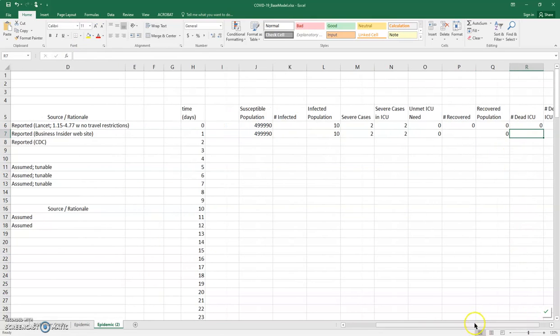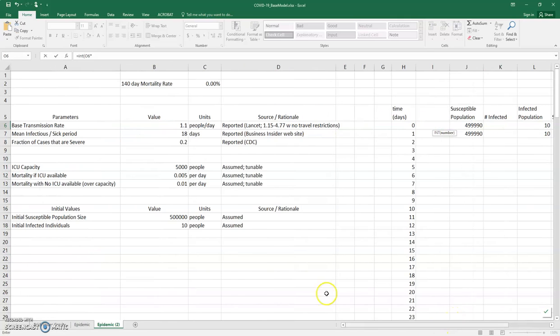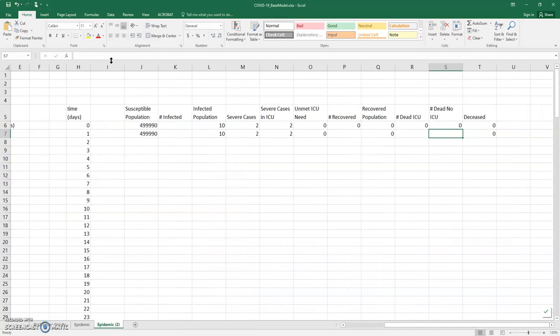Number of dead who didn't have ICU treatment. This is equal integer of the number of people who have unmet ICU need times a mortality probability for them of B13, and we'll make that absolute, and done. So all the simple ones are finished. This can be copied from one day to the next. These can be copied from one day to the next because there's nothing different from one line to the next in there.